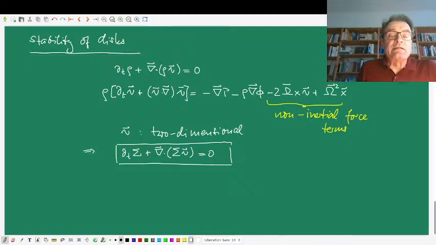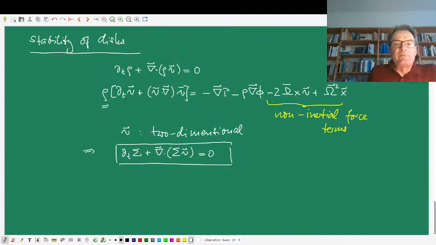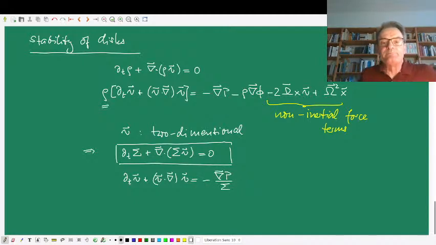But then again, I can integrate the Euler equation also along the z-axis. Well, this means then that this factor rho here on the left-hand side of the Euler equation will turn into a sigma. All right, and this means that the Euler equation will turn into dTv plus v times gradient times v equals minus gradient p over sigma.